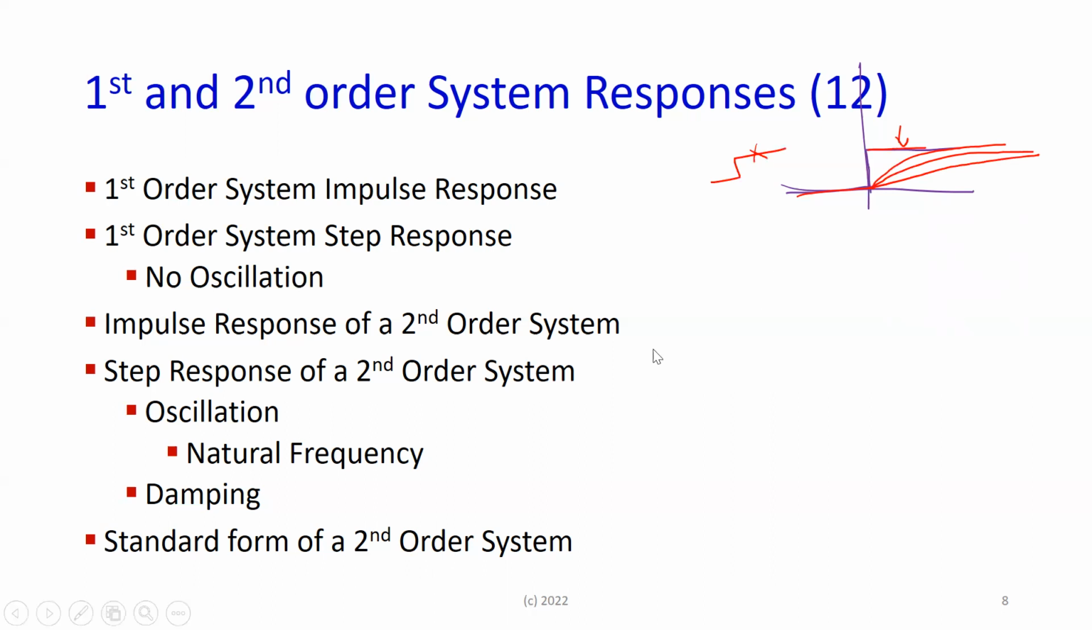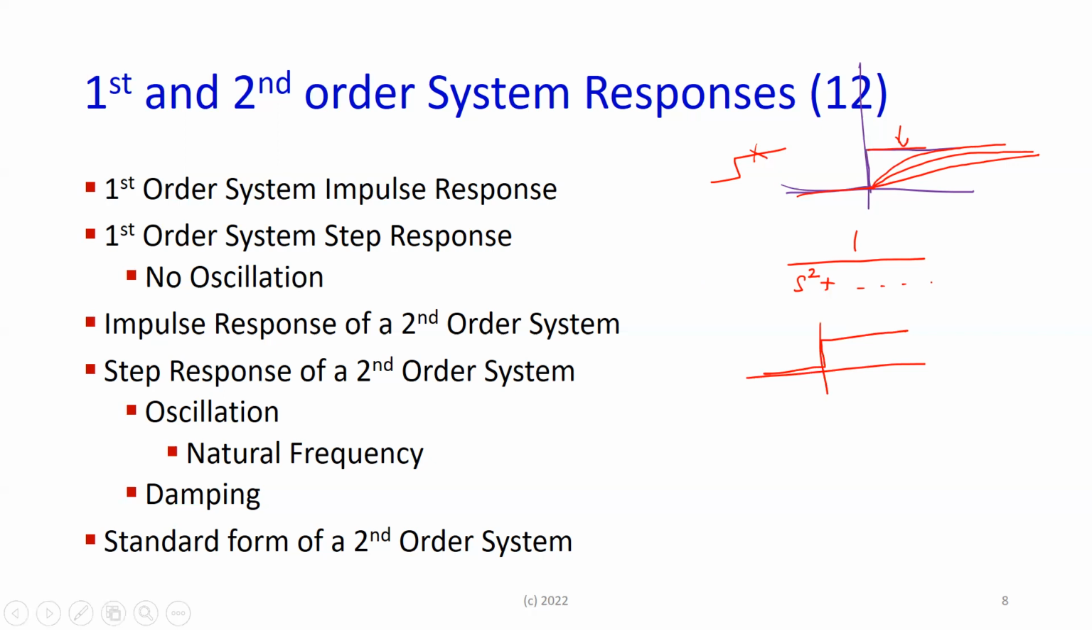Okay. Then we looked at the step response and the impulse response for a second order system. Remember, for a second order system, the transfer function has an s squared plus terms in the denominator. So you have 2 poles. And what happens now is that in both the impulse and the step response, you get behaviors where the system can go beyond the input.